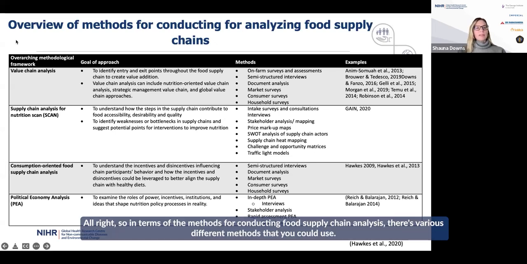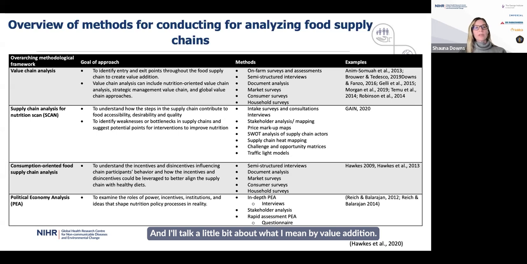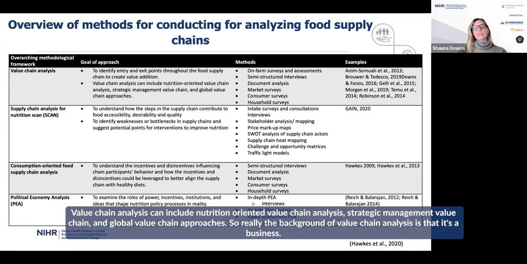All right, so in terms of the methods for conducting food supply chain analysis, there's various different methods that you can use. The first is value chain analysis, and really the goal of this approach is to identify entry and exit points throughout food supply chains to create value addition. And I'll talk a little bit about what I mean by value addition. Value chain analysis can include nutrition-oriented value chain analysis, strategic management value chain, and global value chain approaches.